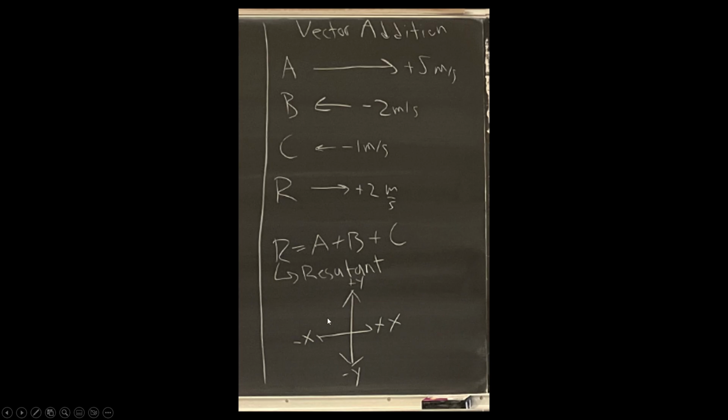On our xy grid, if a vector is just on the y-axis, up means positive, down means negative. If a vector is just on the x-axis, right means positive, left means negative.